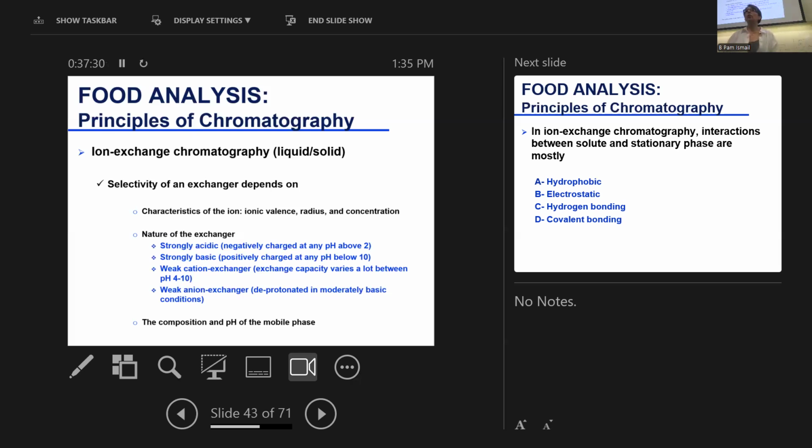Okay, so if you have a positively charged molecule, and then you increase the pH, what happens to the positively charged molecules? They lose their positive charge, right? So when you increase the pH, the positively charged molecule will interact less with your stationary phase. That's just an example of what happens when you change the pH.